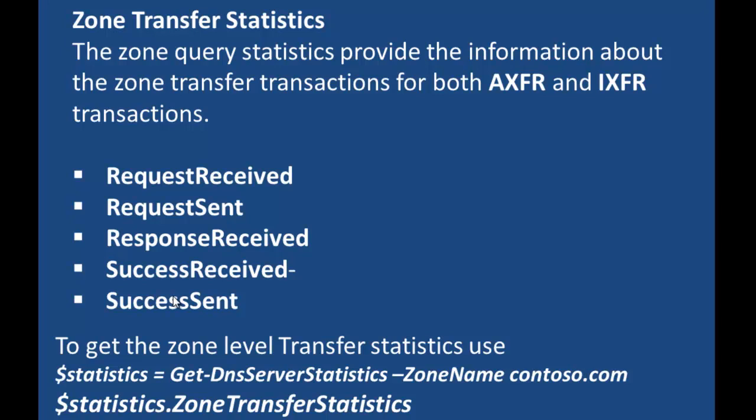To get the zone level transfer statistics at our command prompt, we type $statistics equal Get-DnsServerStatistics, ZoneName, and the name of your zone. And then the command $statistics.ZoneTransferStatistics. And that would give us a list of all of the options we talked about just now: request received, request sent, response received, success received, and success sent.